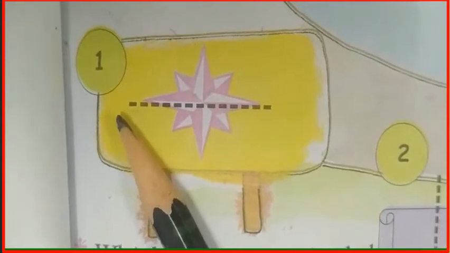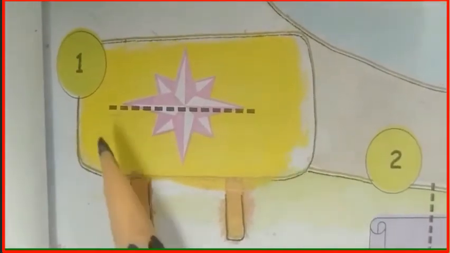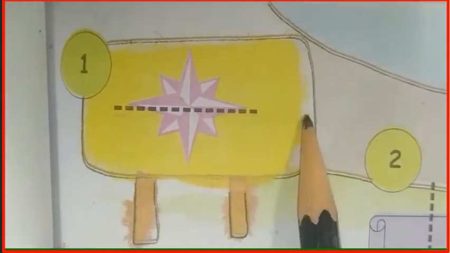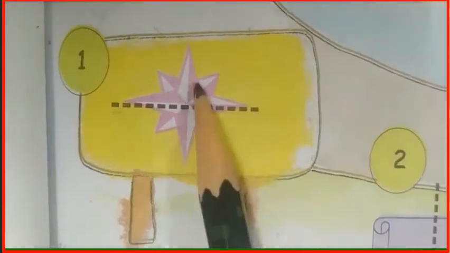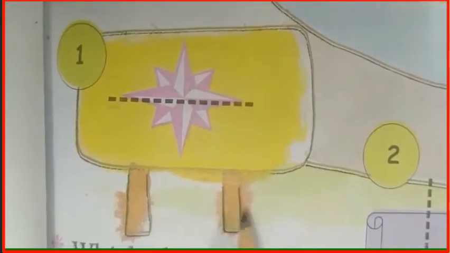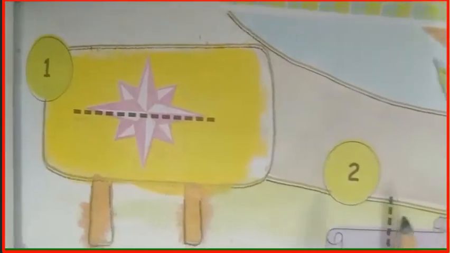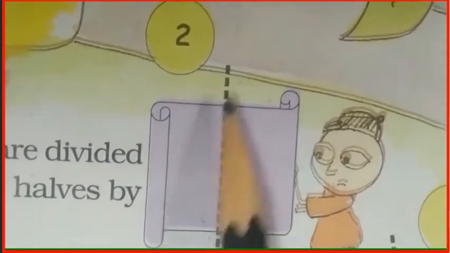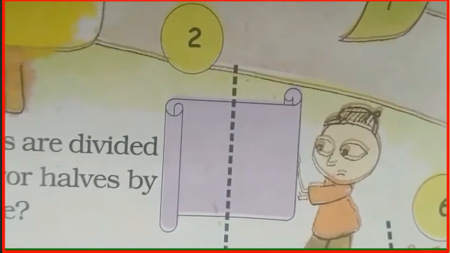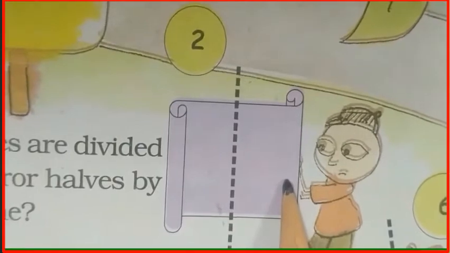First one, it is asymmetric because if we fold along this dotted line, the color scheme is also different, as well as these two legs are not there at the top. So put a cross. Second shape, this shape is also asymmetric because if we fold along the dotted line, the left half does not cover the right half completely.